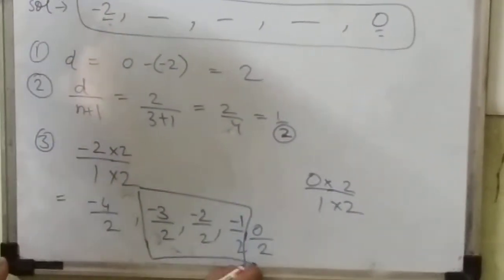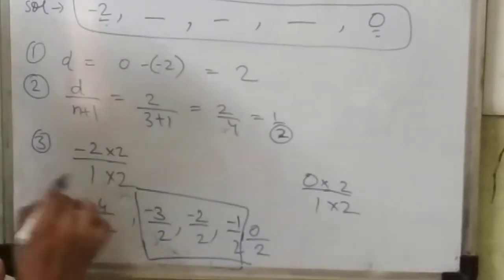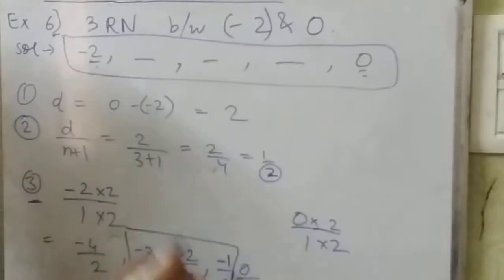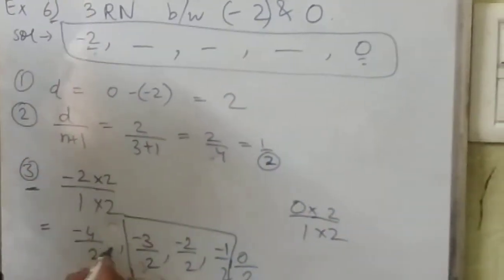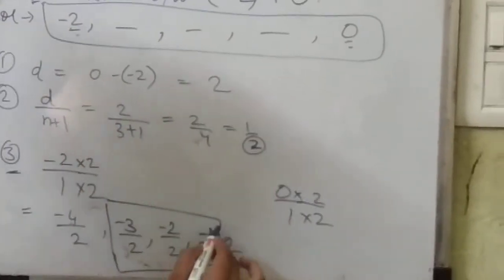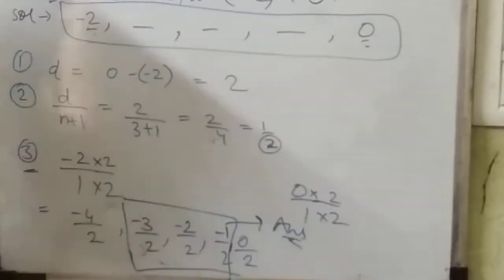See how easy this method is. In just 3 steps you have found the answer of this example, which says to find three rational numbers between -2 and 0. Here they are: -3 by 2, -2 by 2, -1 by 2. This is your final answer.